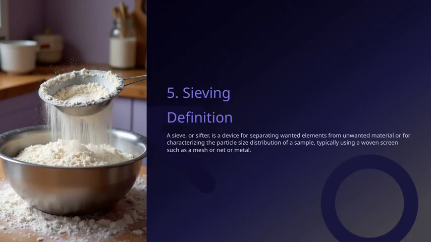The main idea is to pass the material through the sieve to sort or analyze the particles based on size. This process helps us understand the texture and quality of our sample, which is crucial in many applications. Overall, sieving is a fundamental step in ensuring the consistency and quality of materials in various industries.